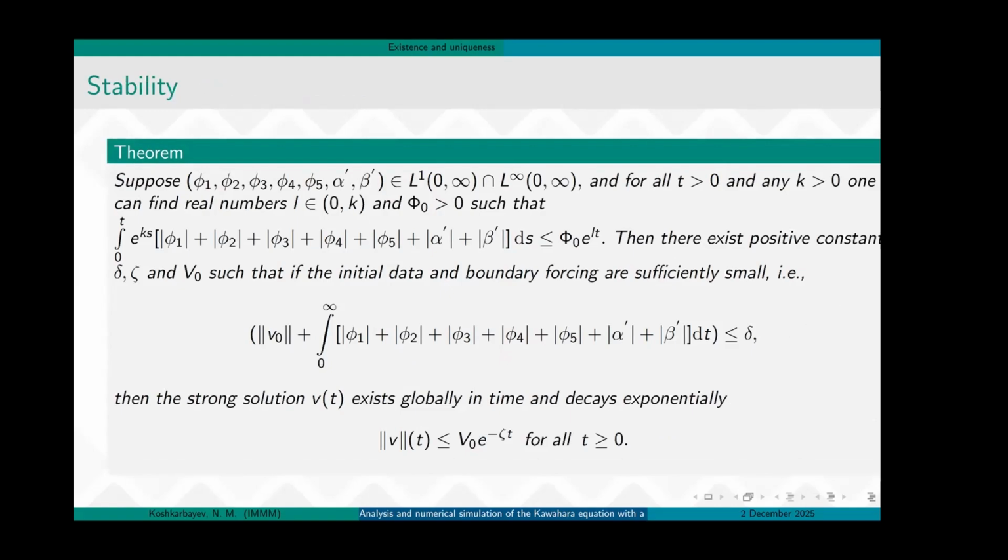For the second main result, we also present a theorem regarding the global stability of the solution. We assume that the boundary functions phi and the velocities of the moving boundaries alpha and beta are bounded. The main result states that if the initial data and boundary forcing are sufficiently small, specifically, if the combined norm is less than a small parameter delta, then two important properties hold. First, the strong solution v of t exists globally in time, and second, the solution decays exponentially as time goes to infinity, as shown in the final inequality.